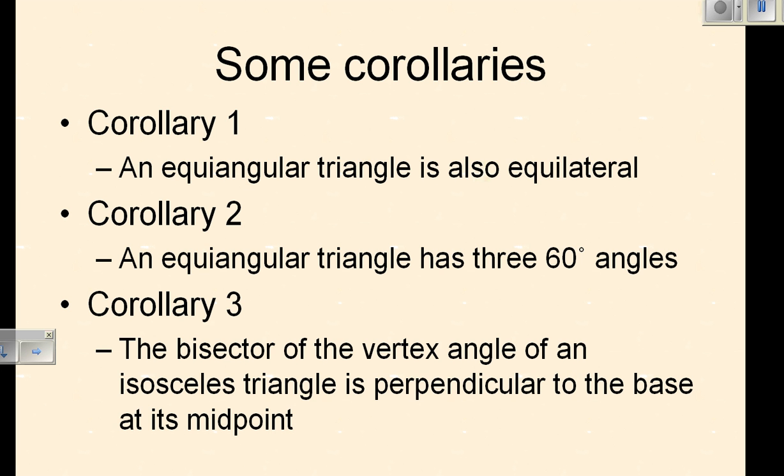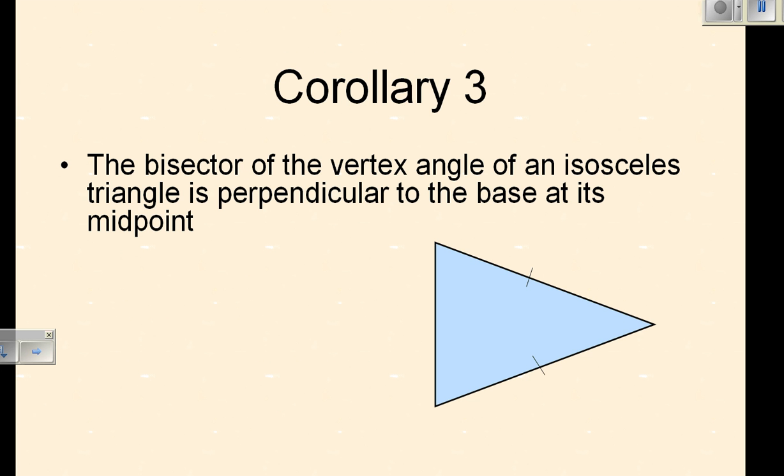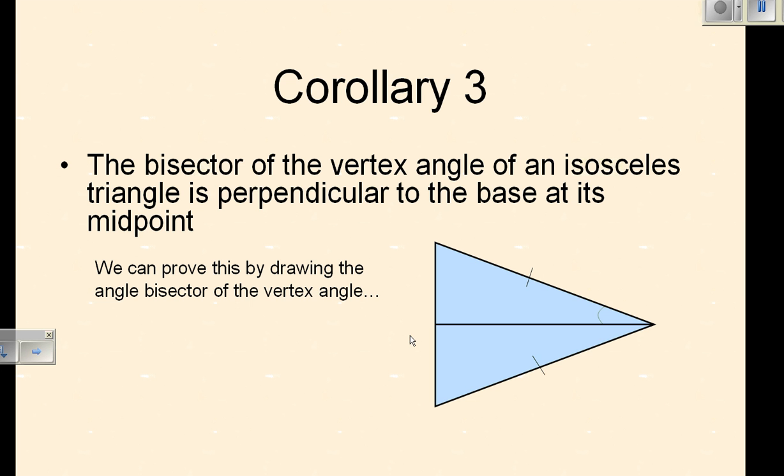And corollary 3 says the bisector of the vertex angle of an isosceles triangle is perpendicular to the base at its midpoint. And we're going to explore corollary 3 right here. This is what corollary 3 said. And that means if we take an isosceles triangle and we draw a bisector of the vertex, so we're going to bisect the vertex right here. And a bisector, remember, splits the angle in half, so we've got two equal parts right here.